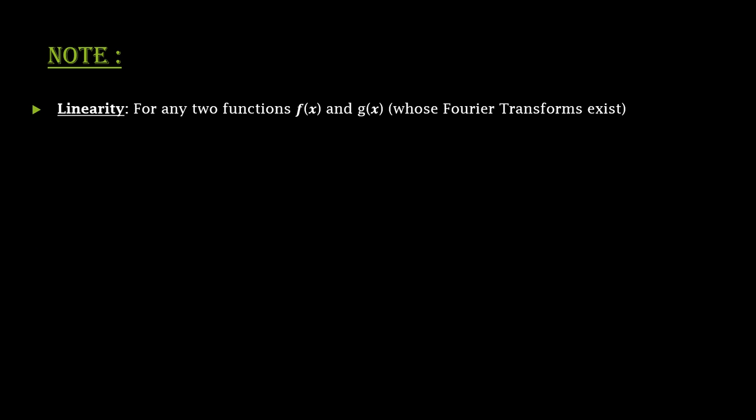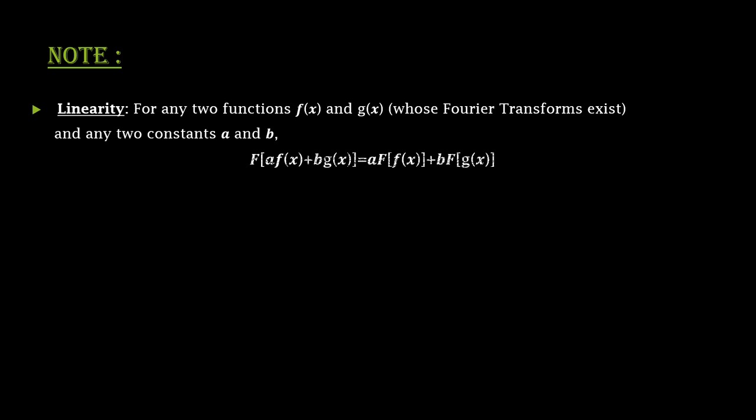There are some results or properties that are necessary to solve the problems on Fourier transform. First property, linearity. For any two functions f of x and g of x with any two constants a and b, the Fourier transform of the function a into f of x plus b into g of x can be written as a into the Fourier transform acting on the function f of x plus b into the Fourier transform acting on g of x.